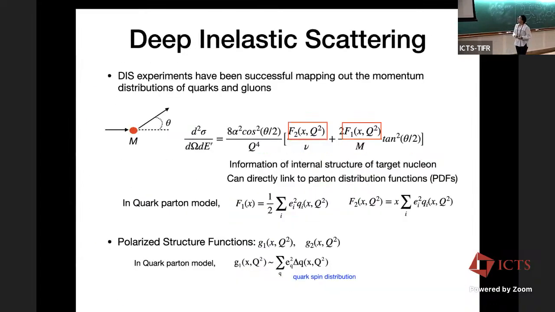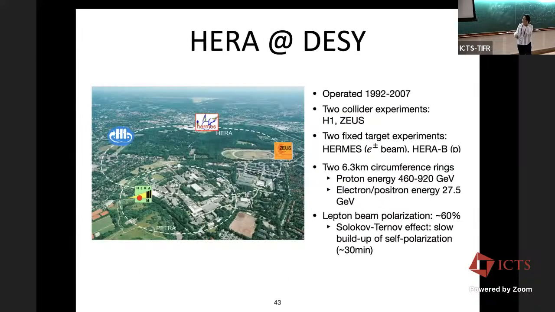All right, so what we measure from the inclusive DIS is this cross-section, and we extract the structure function that we discussed. And from there, relate to the parton distribution functions. We can polarize it and then measure the polarized structure function. This will tell you the spin structure of the proton that we will discuss in the later part of the lecture. So HERA was really the ultimate DIS machine so far.